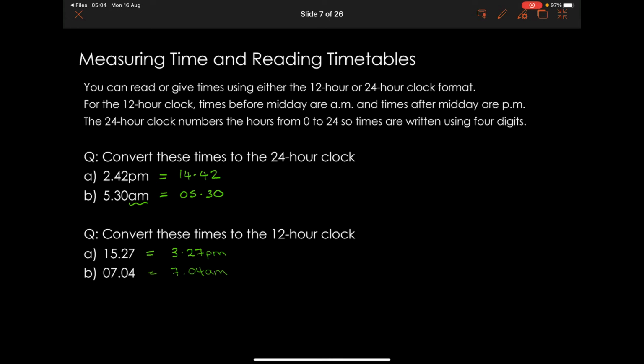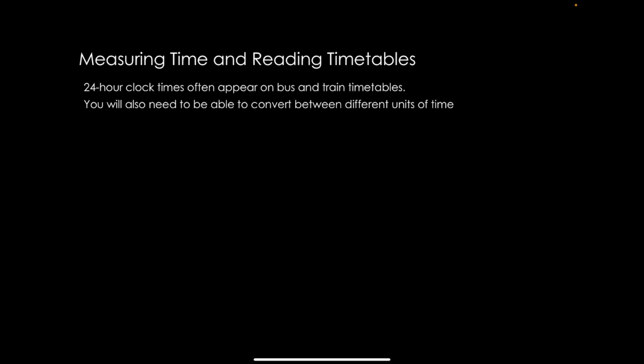Now, what we're going to do is explain a little bit more about time, and then we're going to look at some timetables. Okay, so the 24-hour clock times can often appear on bus and train timetables, and you'll need to be able to convert between different types of units of time. Now, there's some things that you must know, which a lot of you probably will, but I'm just going to go through them anyway. There are 60 seconds in 1 minute.